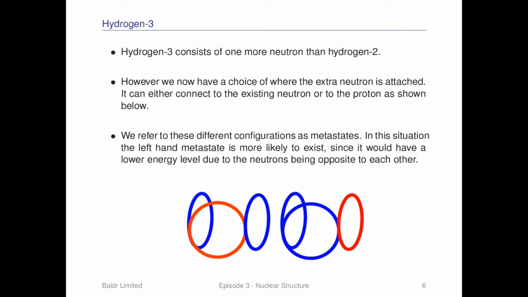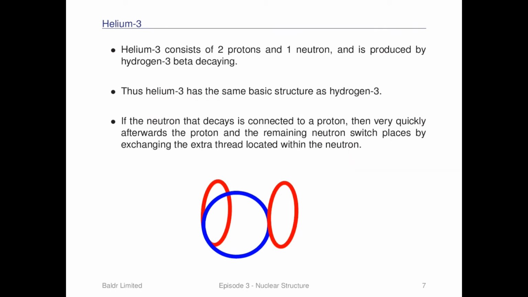Thus, one particular hydrogen-3 nucleus could jump from one version to the other and back again, assuming it absorbed or emitted the correct amount of energy. Well, let's go on to helium-3, since this is what hydrogen-3 actually radioactively decays to.